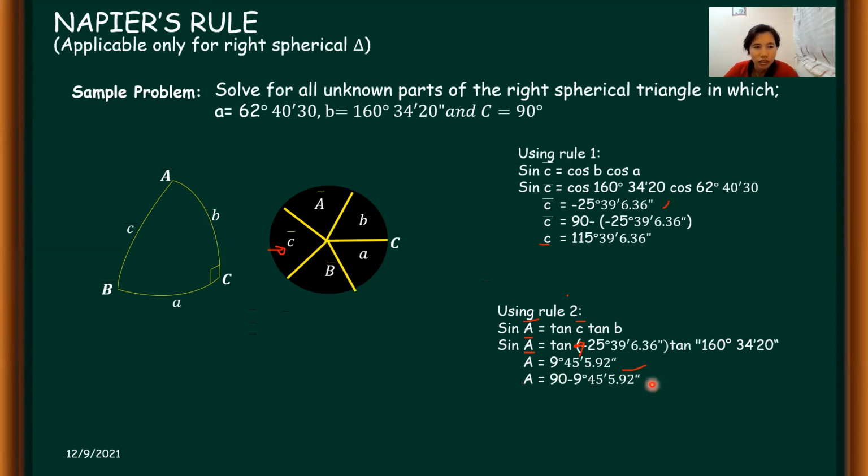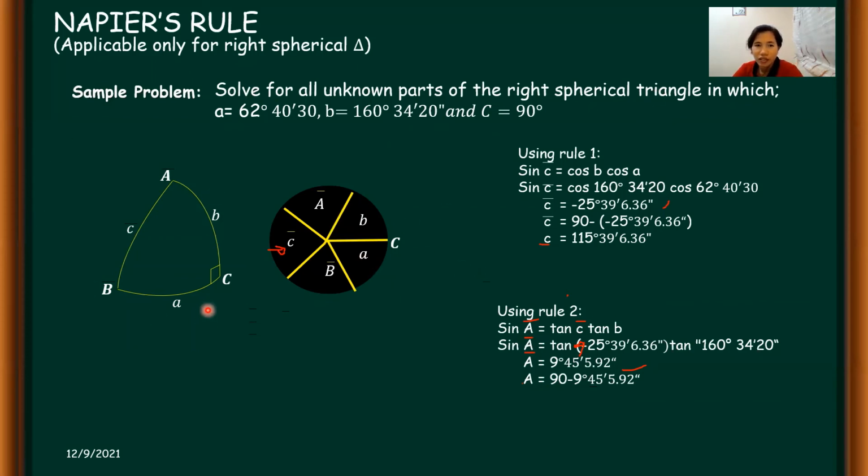Your turn, you solve the value of B. We already have A, C, and B, so at home, you solve the value of B. You can use either rule number 1 or rule number 2. For rule number 1, we can use sine B equals cosine A times cosine B, or you can use the tangent: sine B equals tangent C and tangent A. It depends on you. Just remember the sin coop and sin taad mnemonics. This is applicable only for the right spherical triangle.